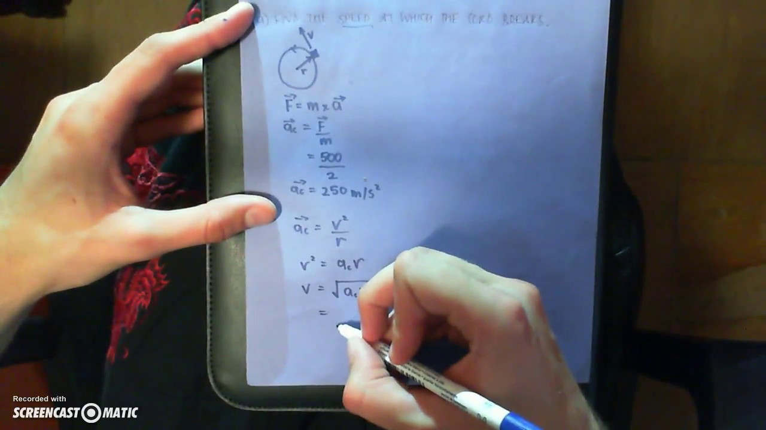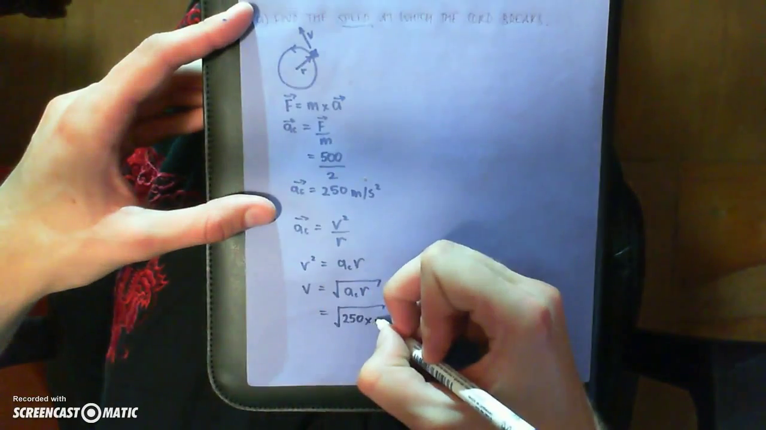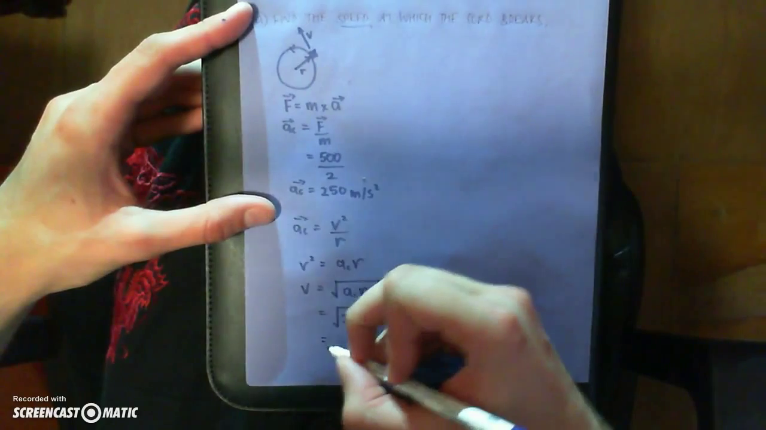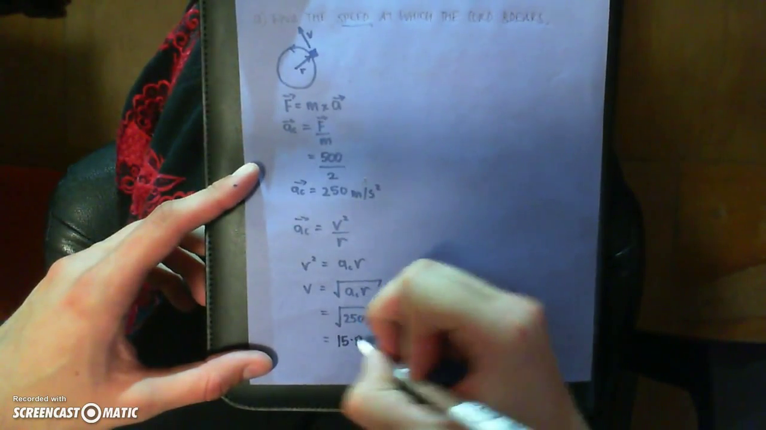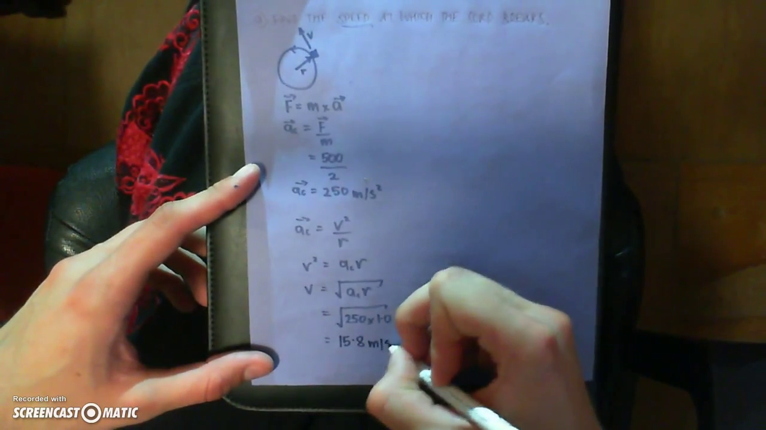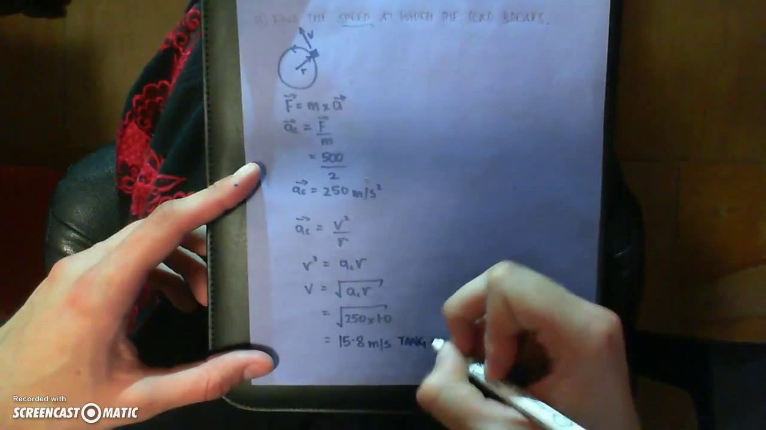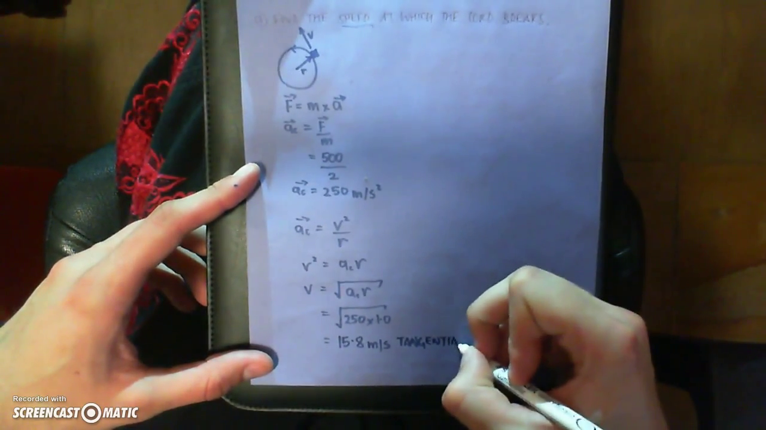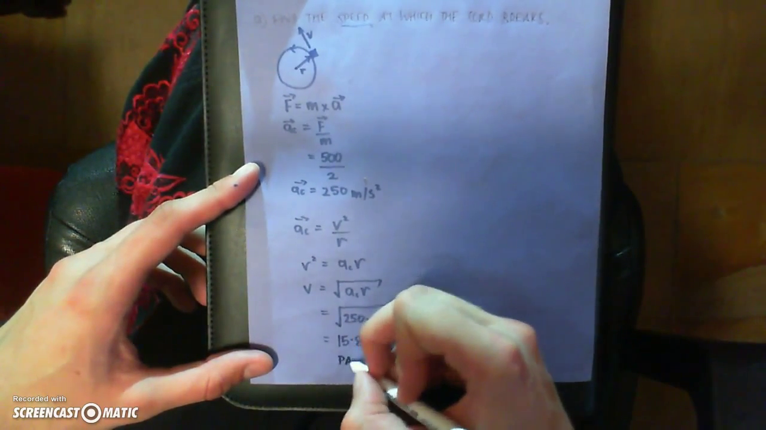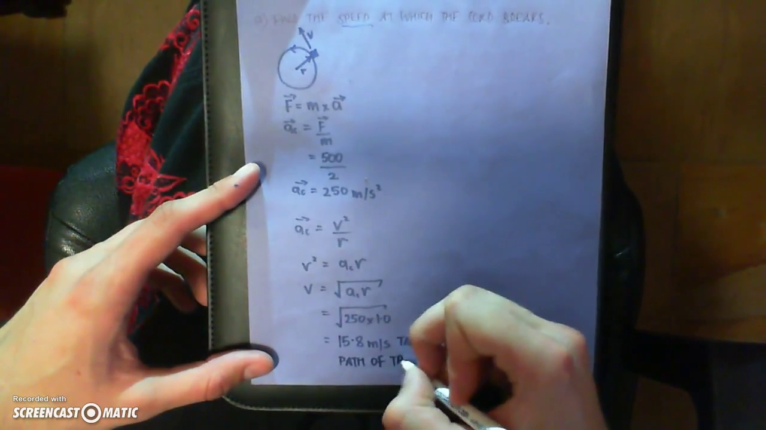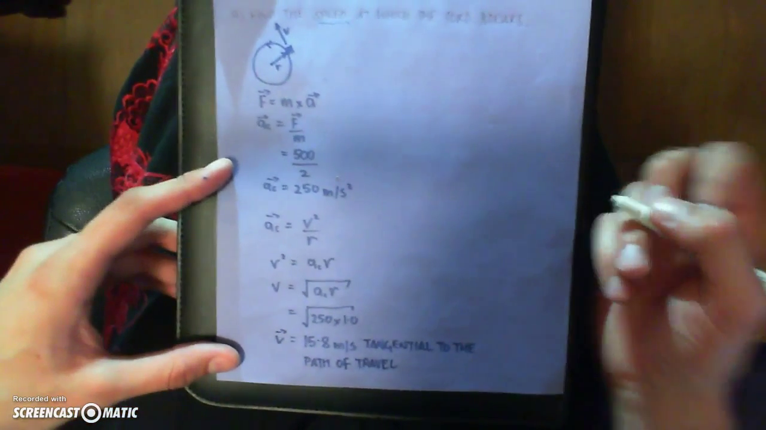So we can substitute these values, and we get the square root of 250 times radius, which is 1, which gives us an answer of 15.8 meters per second, tangential to the path of travel, as this is a vector quantity.